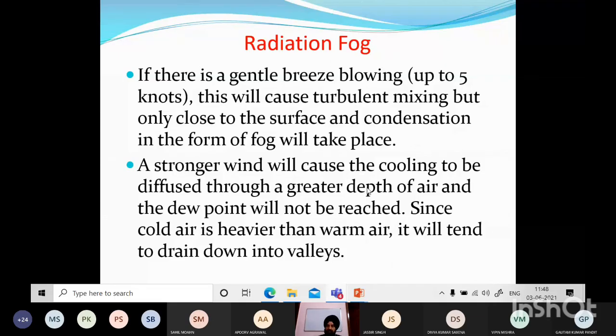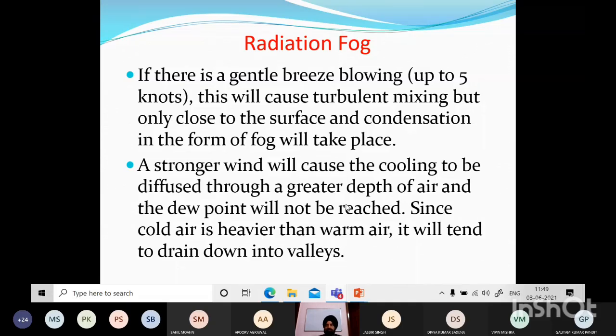Stronger wind will cause the cooling to be diffused through a greater depth of air and the dew point will not be reached. So for this we need a gentle breeze; if the breeze is stronger, then fog formation is not possible. Since cold air is heavier than warm air, it will tend to drain down into the valleys.